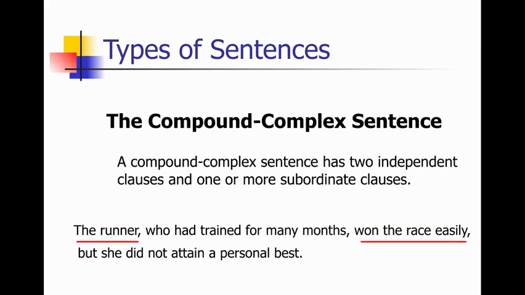So we've got the runner won the race easily, but she did not attain a personal best. So we could say the runner won the race easily. We could say she did not attain a personal best. Those are connected by the word but here, a conjunction, FANBOYS. And then we also have a dependent clause here, or a subordinate clause that cannot stand alone, who had trained for many months.